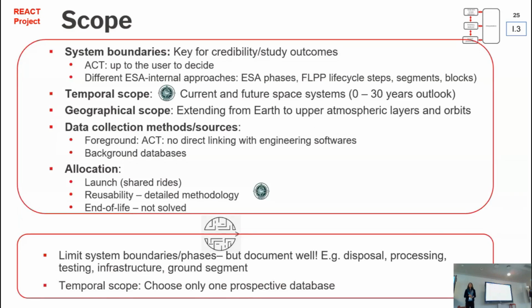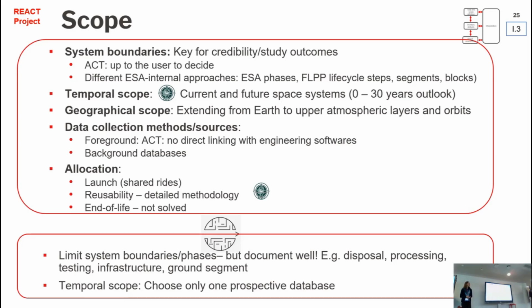Still in the first phase, we also set the scope, which means the system boundaries, for example. These are key for the credibility of the study outcomes because you can do greenwashing if you set your system boundaries in a clever way, which we shouldn't do. In ACT, we provide you with information on different ISAE internal approaches.